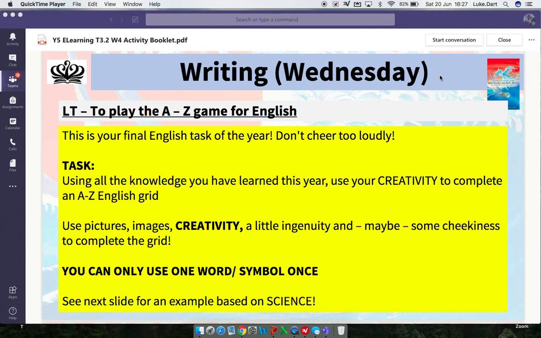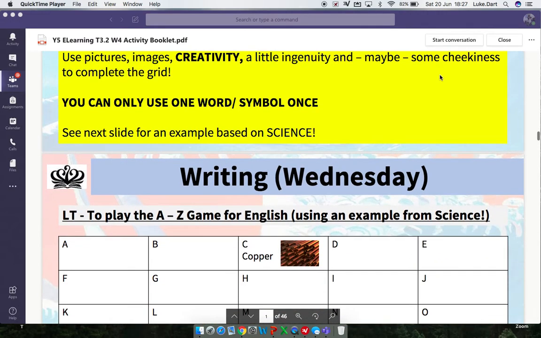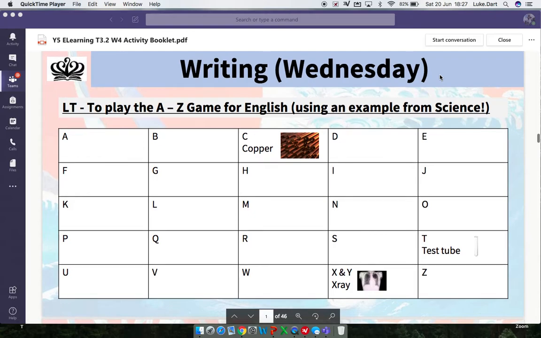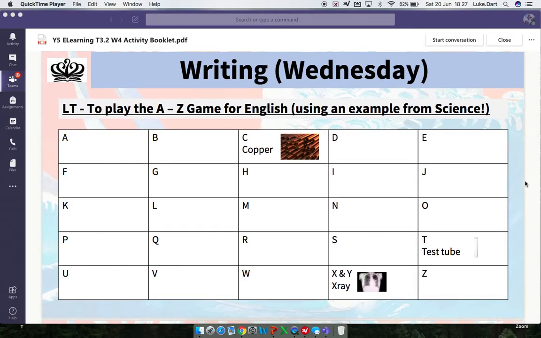You can only use one word, one symbol once. Let me give you an example for what it is you need to do. So, basically, what you have in your activity, your answer book, today, is an A to Z grid. What you need to do is to find a picture of something that's related to English for each of the letters of the alphabet. Now, I'm not going to give you any clues with this. You kind of need to work it out for yourself for English.